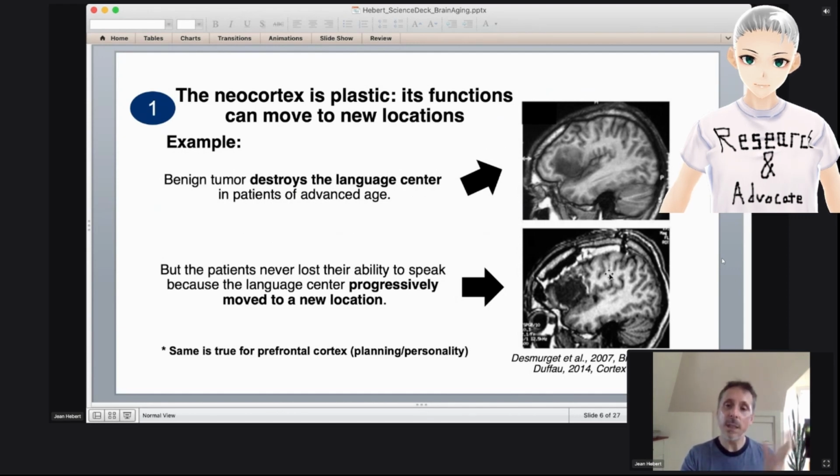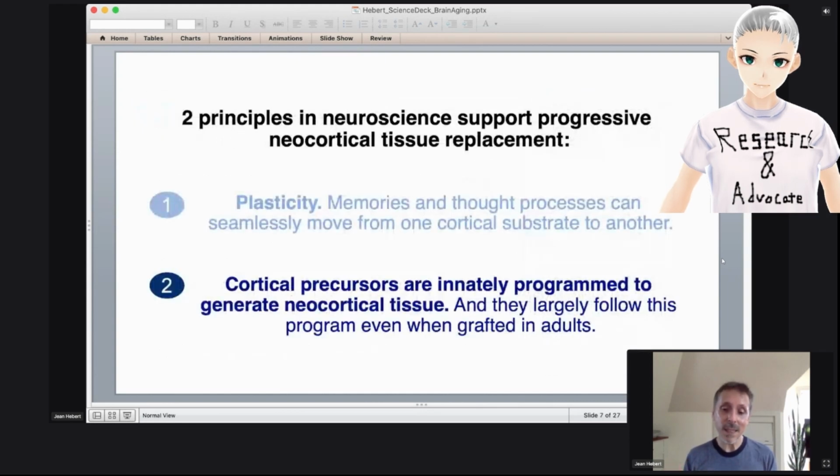So these individuals eventually have the tumor removed, they have a big hole in their brain, but they never lost the ability to speak. And no one ever noticed any difference. They didn't notice a difference. So they're perfectly fine. And then when they go look for where speech is encoded, it's somewhere else in the neocortex. Not always the same place, but it has moved. So this is a level of plasticity that tells us that we can replace tissue in the neocortex without losing continuity of self.